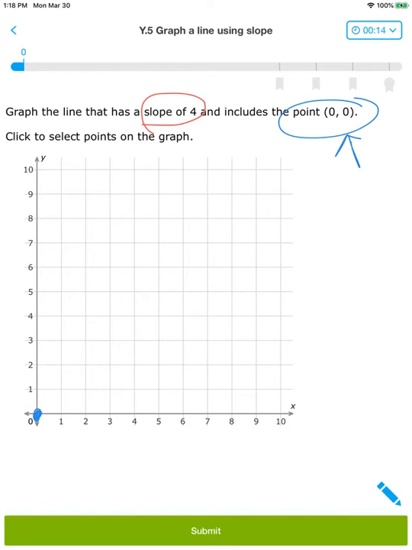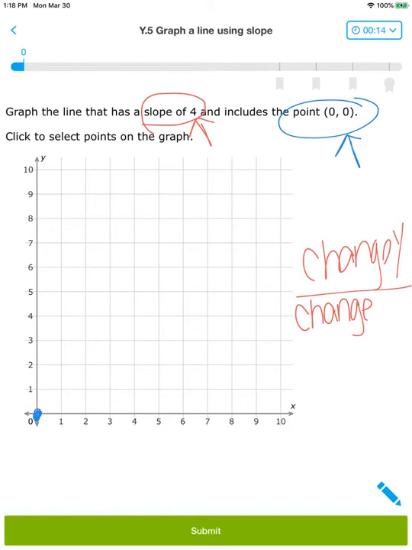Now, you have to use the slope to get your next point. So remember, we have our change in y over the change in x. Because we have a whole number, remember you can write a whole number as the number over 1. So when I use this slope here, I'm going to go up 4 from where I'm at.